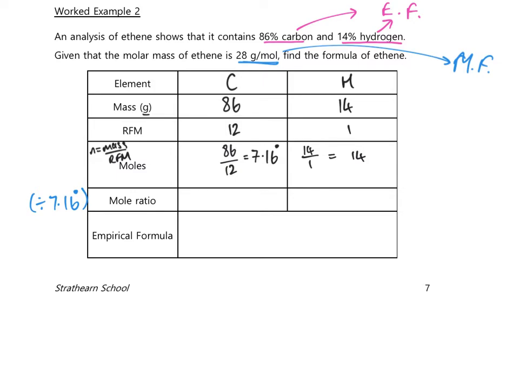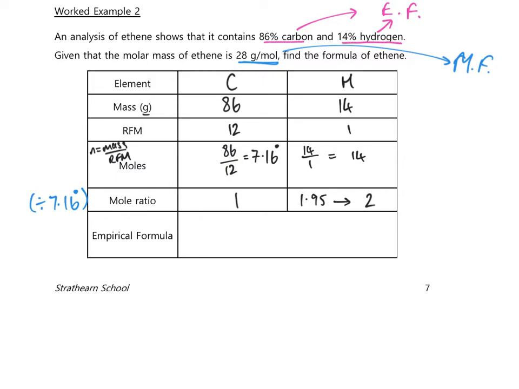If you put that into your calculator, for carbon that's going to be 7.16 reoccurring divided by 7.16 reoccurring. That will obviously give us a mole ratio of 1 since we're dividing it by itself. Then for hydrogen, we're doing 14 divided by 7.16 reoccurring. That does work out as about 1.95, which we can then round to 2.